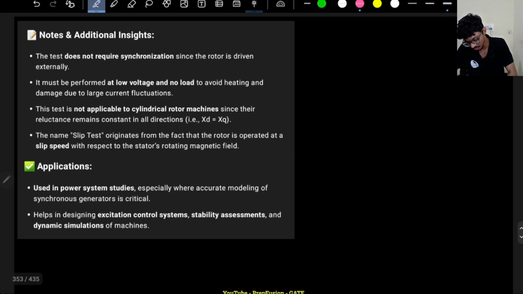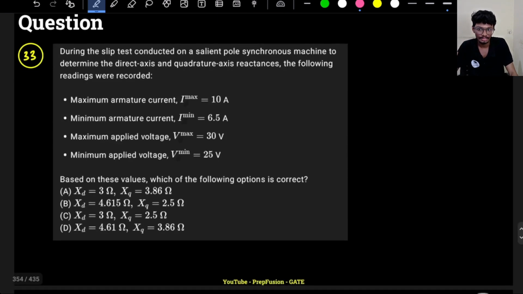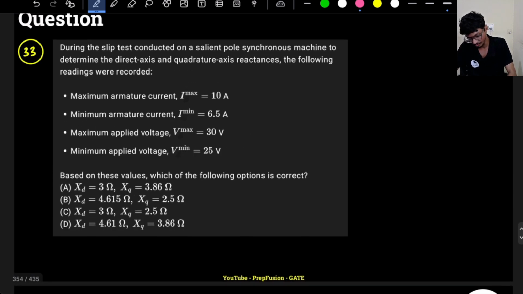This test does not require any synchronization, since the rotor is driven externally. It must be performed at low voltage and no load to avoid heating and damage, because if I provide high voltage, then the windings can get damaged if high current flows. The name slip test originates from the fact that the rotor is operated at a slip speed with respect to the stator's rotating magnetic field. We manually, externally operate it at a different speed. The main application is to calculate Xd and Xq. So let's solve a question according to this.